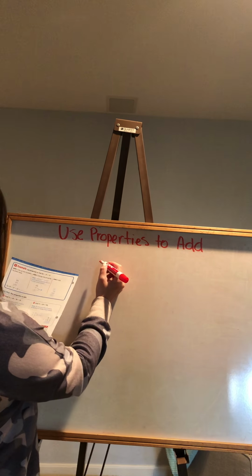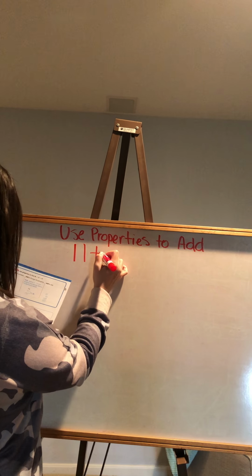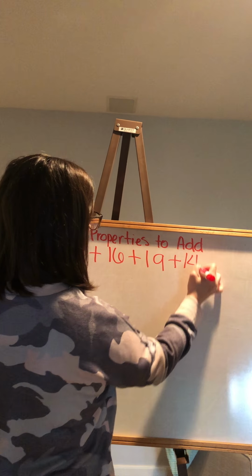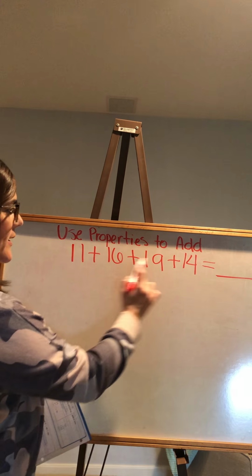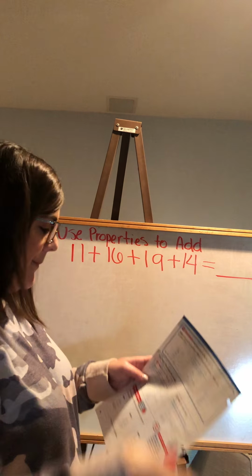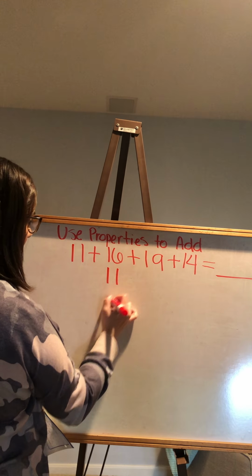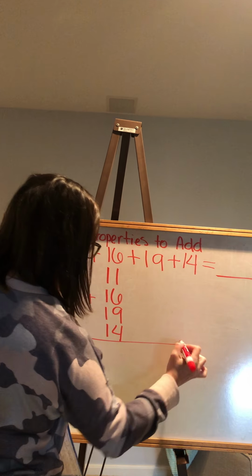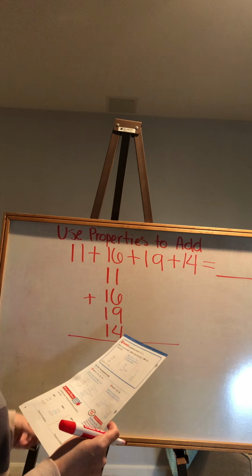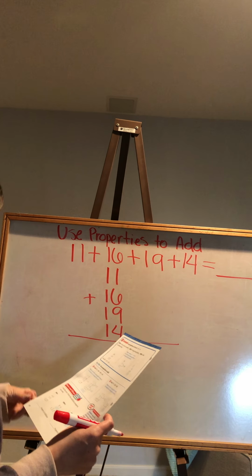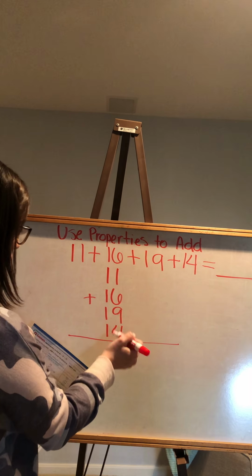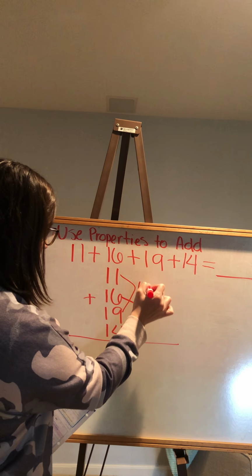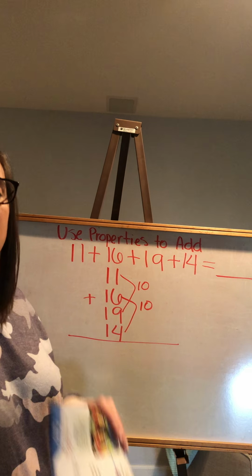So here we have 11 plus 16 plus 19 plus 14. Now remember, when this is written like this, you do not want it like that. We need to write it up and down. So here we go, 11 plus 16 plus 19 plus 14. And you rewrite it. Okay, now the commutative property. We're going to group to make it easier to add. You're going to do, let's do 6 and 4, which is 10, 9 and 1, which is 10. This way it makes it way easier for you to add.